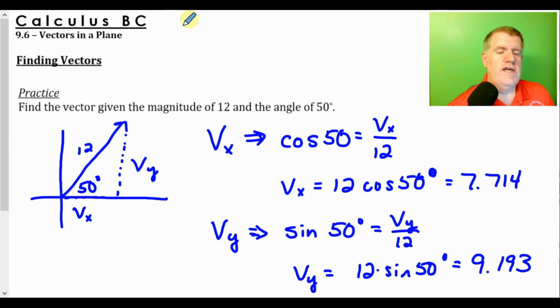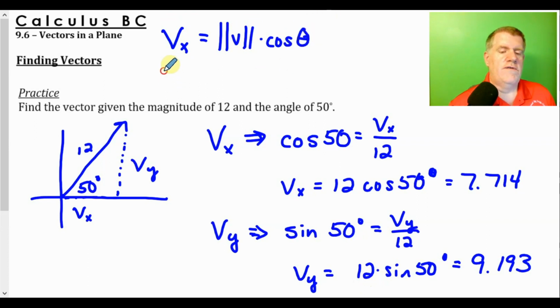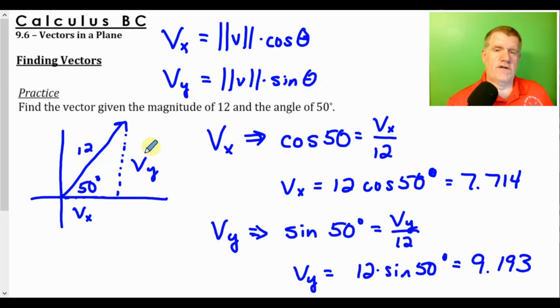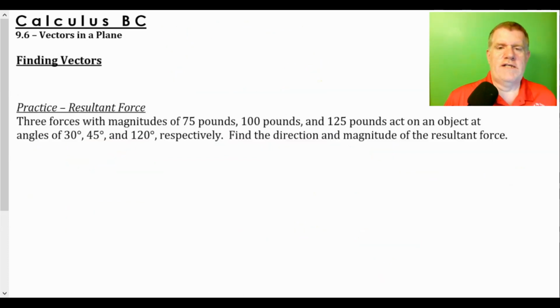So just a little recap. If you're looking for the x component, it's going to equal the magnitude times the cosine of the angle. And if you're looking for the y component of your vector, it's going to be the magnitude times the sine of your angle. All right, let's put it all together in one last problem.